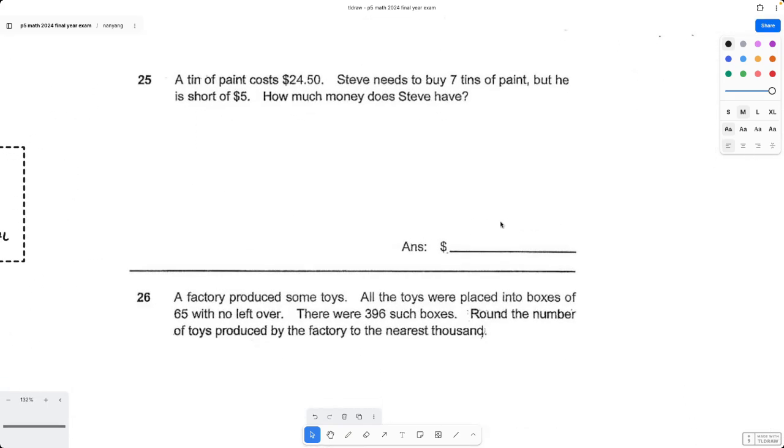Question 25. A tin of paint costs $24.50. Steve needs to buy 7 tins of paint, but he is short of $5. How much money does Steve have? So in this case, he needs to buy 7 tins of paint, but he's short of $5. So the cost of one tin is equal to $24.50. And then 7 tins is equal to 7 times 24.50.